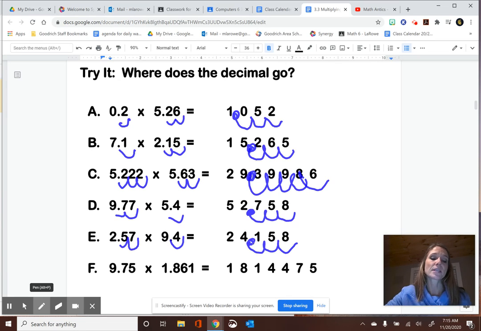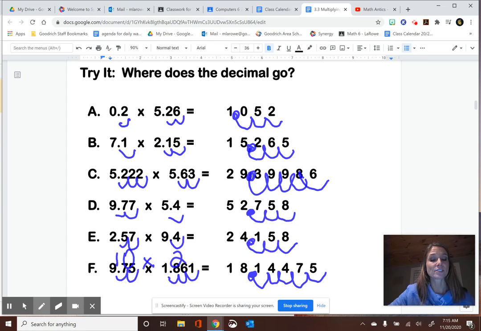And then on the last one here, 1, 2 spots there, but 3 spots over there, and 2 decimal spots and 3 more decimal spots means 5 decimal spots. So we're going to move it in 1, 2, 3, 4, 5. And if we estimate it, this is about a 10. This is about a 2. 10 times 2 real fast is 20.